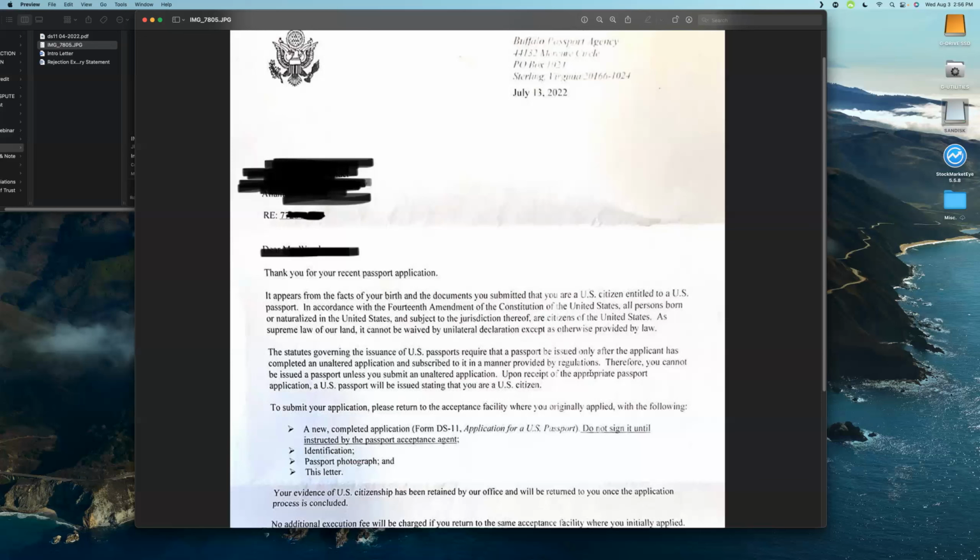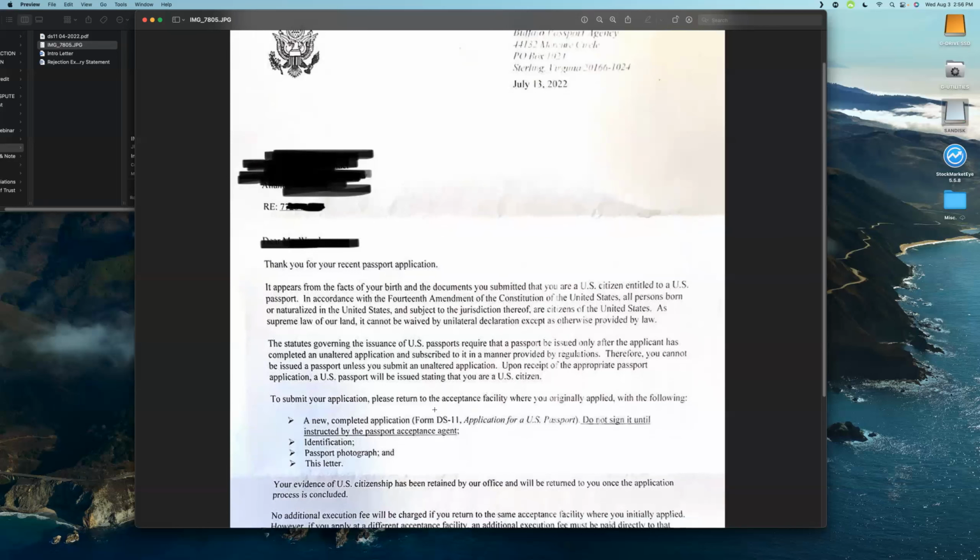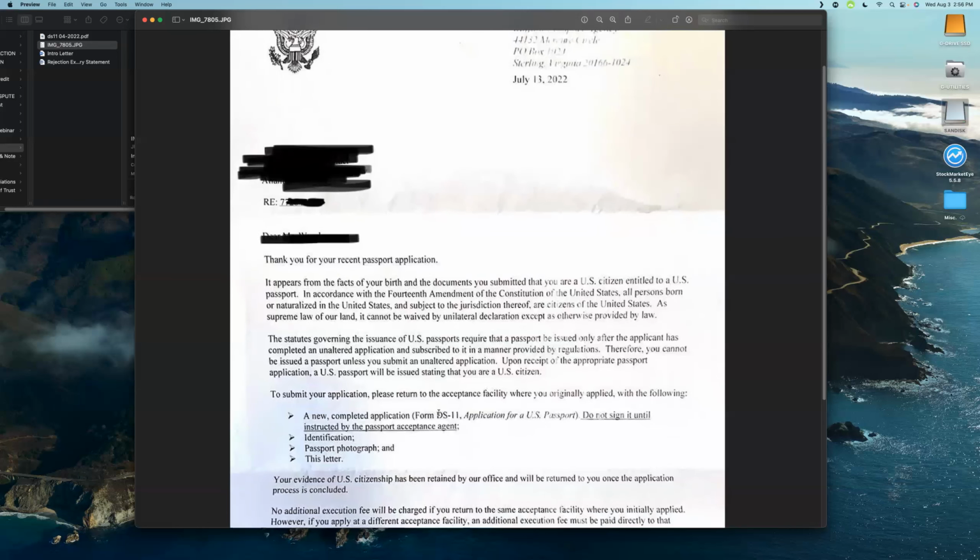So upon receipt of the appropriate passport application, a U.S. passport will be issued stating that you are a U.S. citizen. Now, in their records, if you do it correctly, it's going to show that you are a national, but they will give you a passport book or a passport card that looks like everyone else. They're not going to give you something that is drastically different. We know that. But there are key indicators on the passport cards to let you know that you are not a U.S. citizen and you did it correctly.